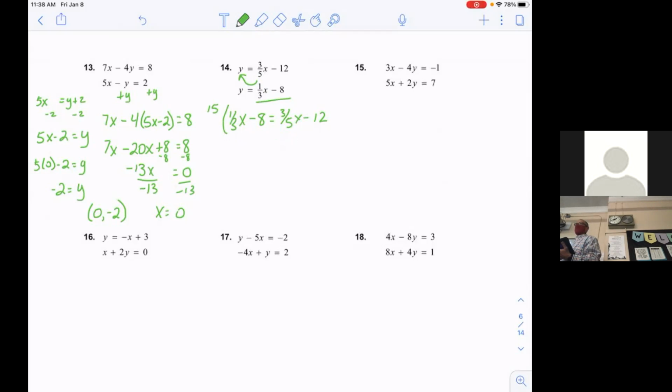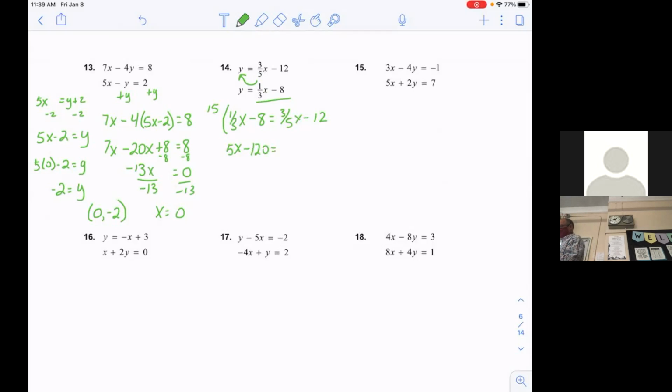Now, why did I pick 15? My two denominators are 3 and 5. What is the smallest number that 3 and 5 go into? 15. So that's why I'm going to take everything times 15. How many times does 3 go into 15? So now this becomes a 5x. But then the problem is I've got to take 8 times 15. Let me know what that is.